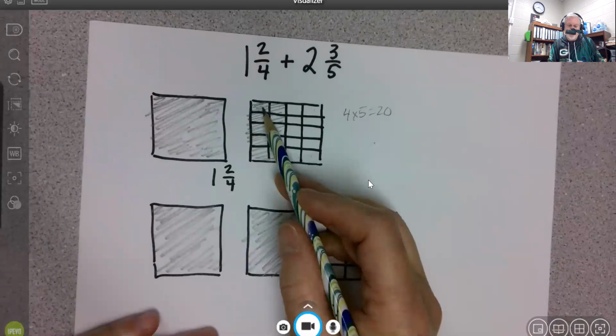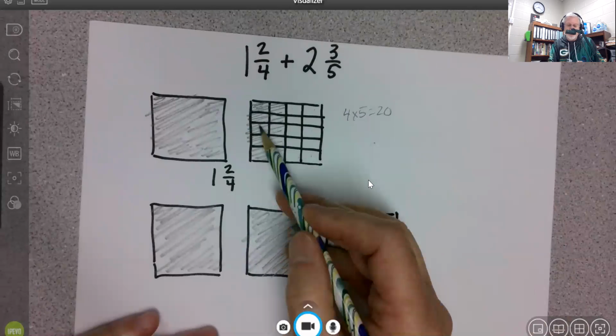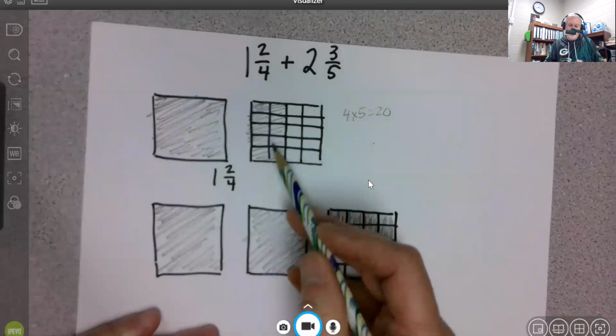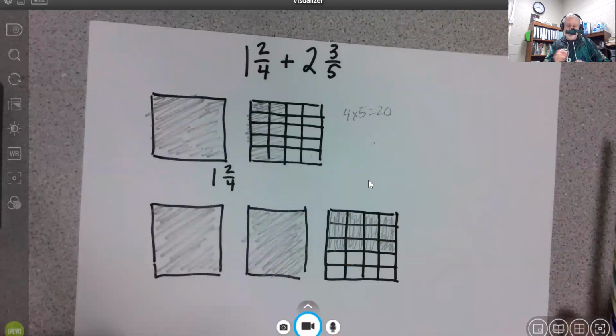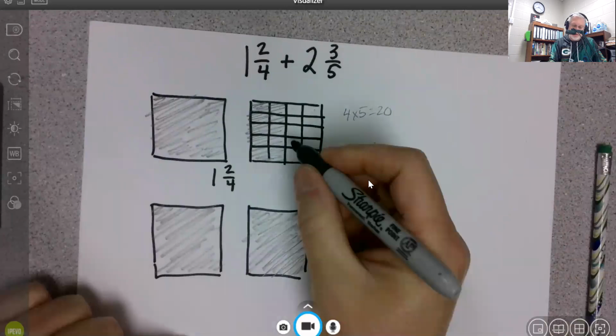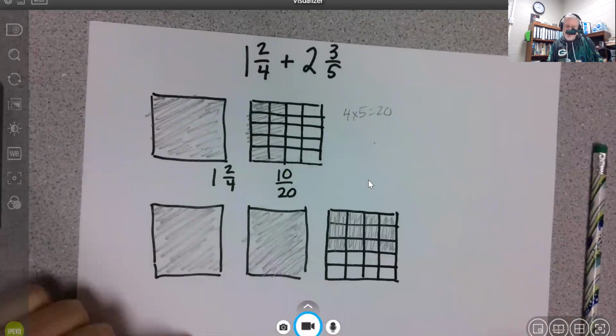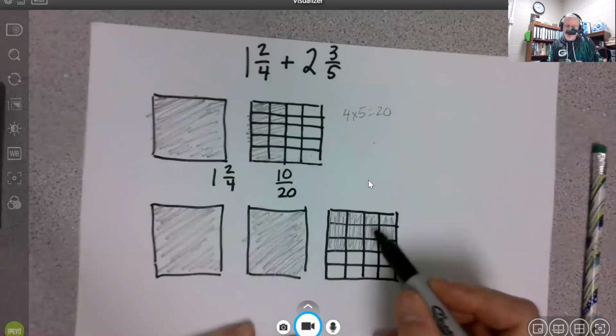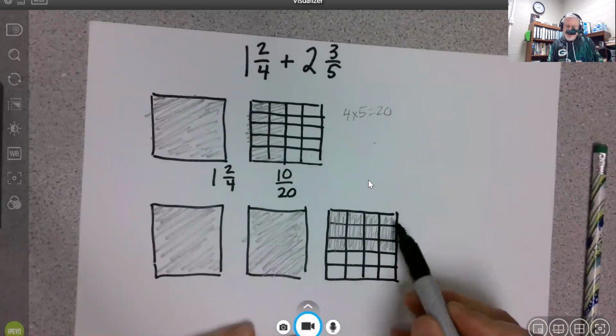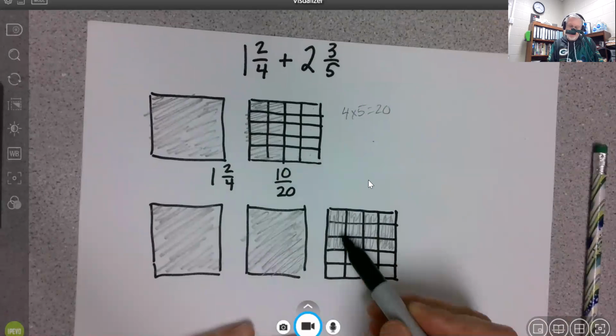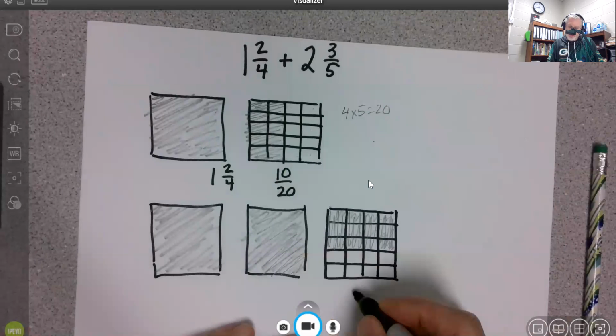Well, I know 1, 2, 3, 4, 5 are in each column. I know I have 2 columns, so then that actually turns into 10. So that's 10/20. And here I have 4 going across in a row, and I have 3 rows. So 3 times 4 is 12. That would be 12/20. So now I can add them all together.